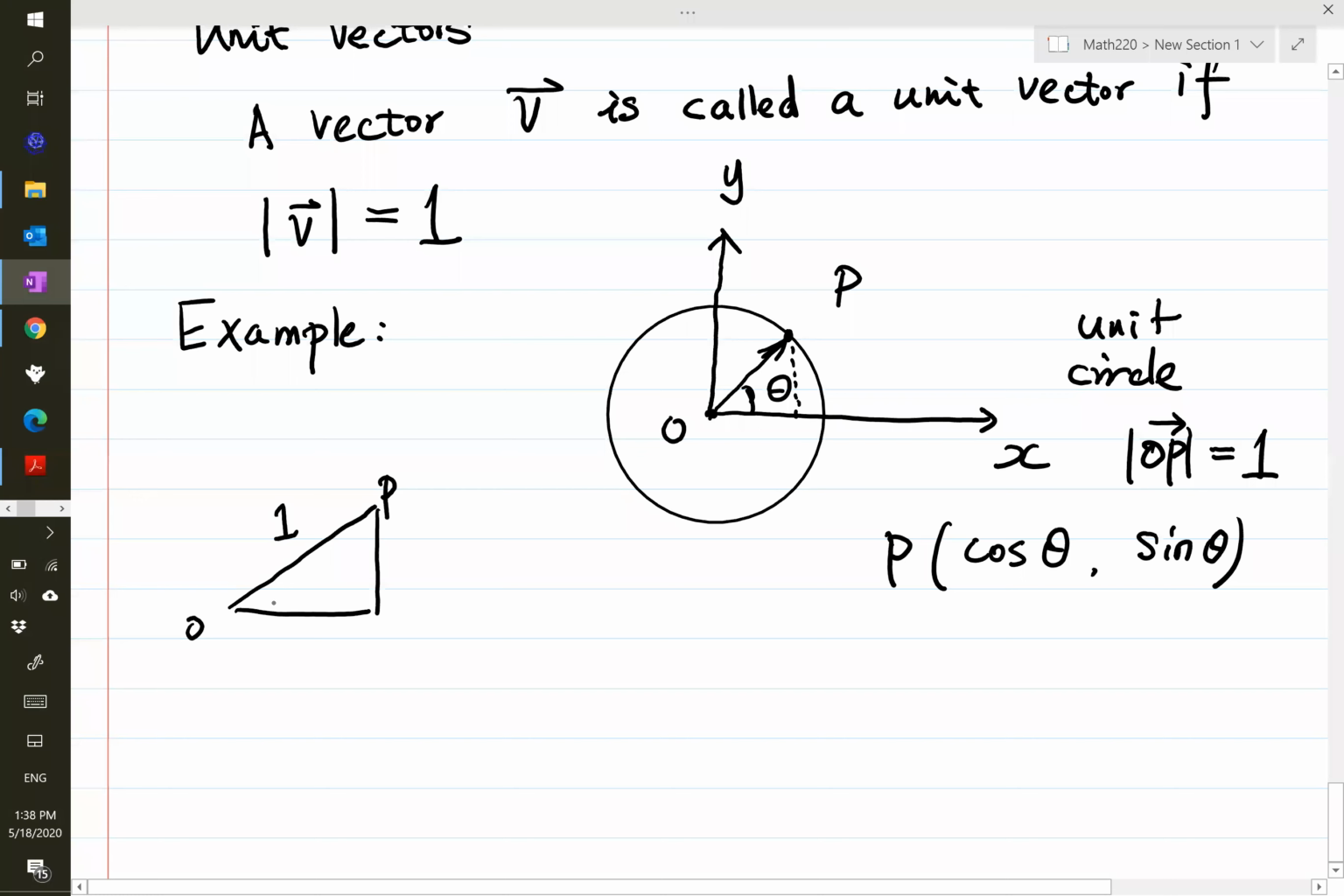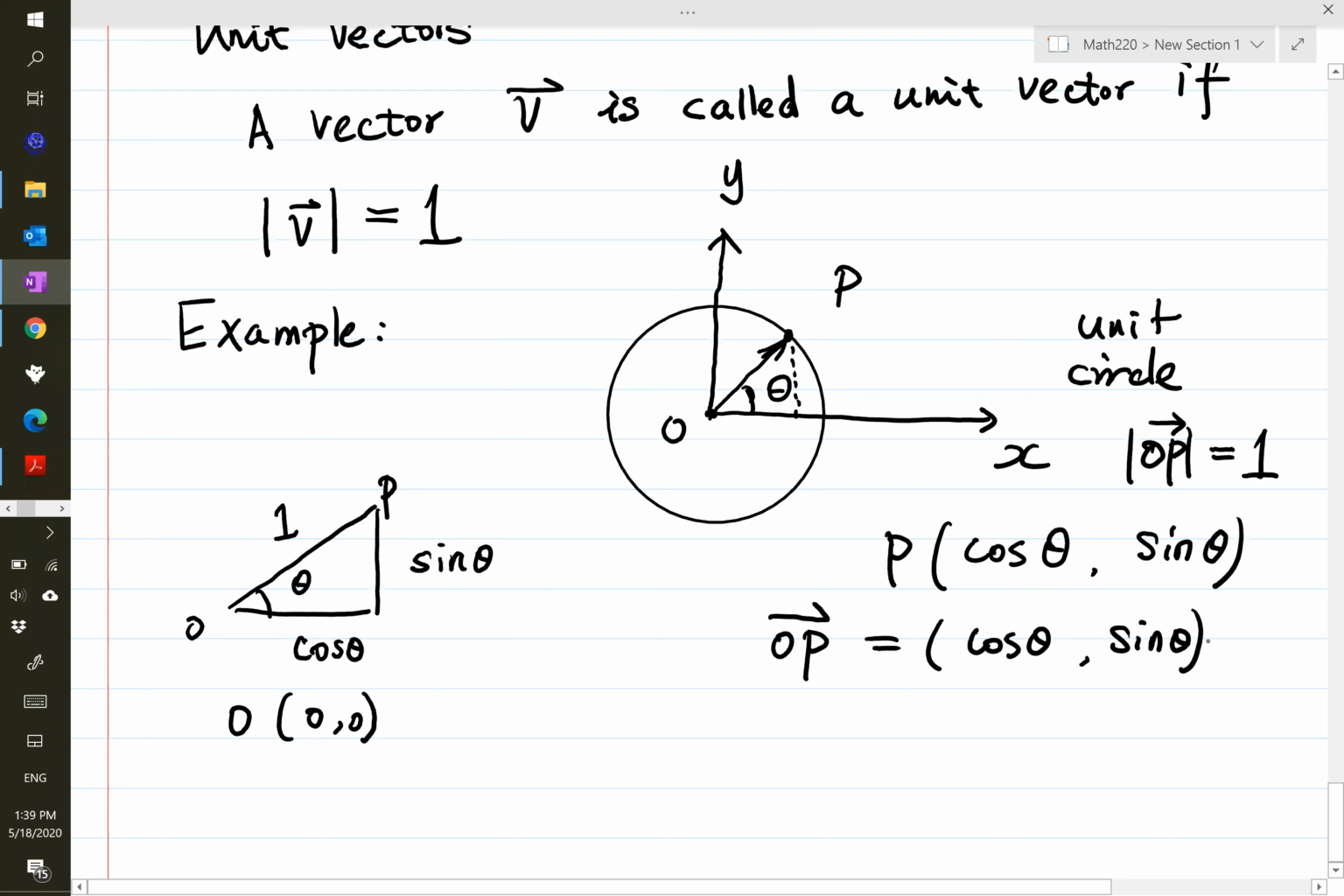And this is theta, so this is cosine theta and this is sine theta. So we get the coordinate of P. O is the center, the origin, O is 0, 0. So OP is cosine theta minus 0, just cosine theta, and sine theta minus 0, which is just sine theta.